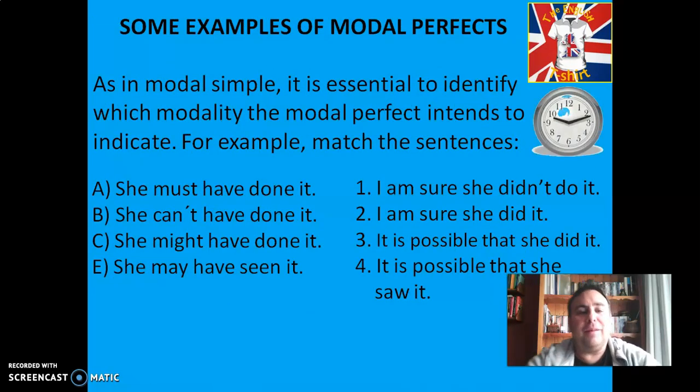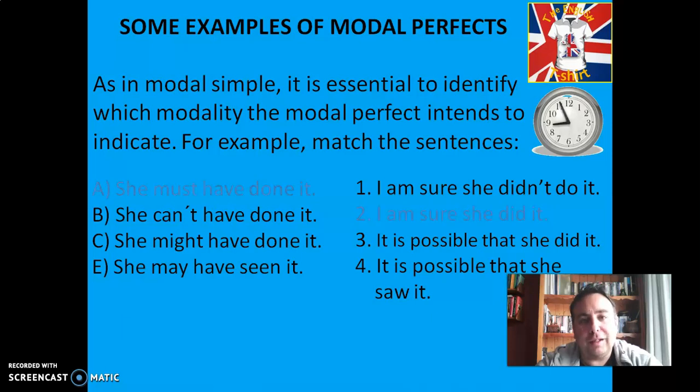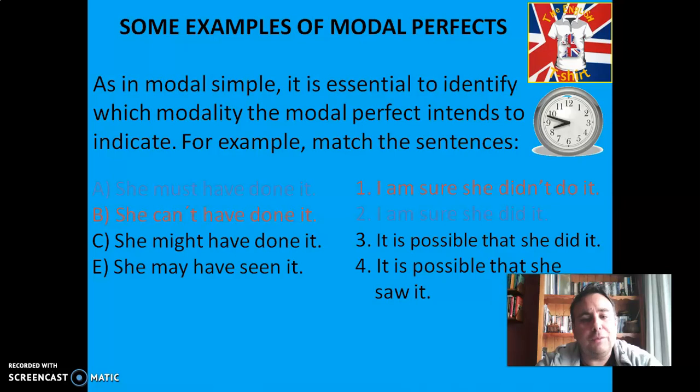We are going to see some examples of modal perfects. As in modal simple, it is essential to identify which modality the modal perfect intends to indicate. For example, match the sentences. She must have done it. I am sure she did it. She can't have done it. I'm sure she didn't do it.